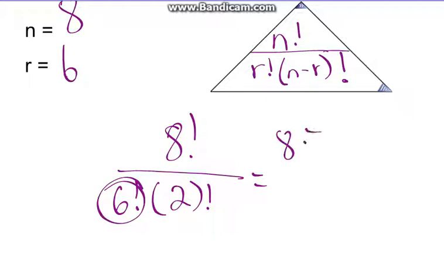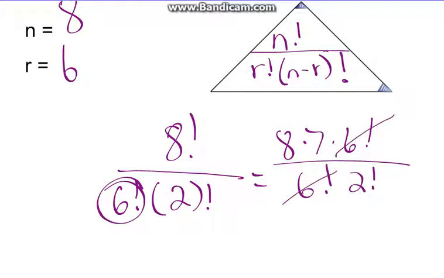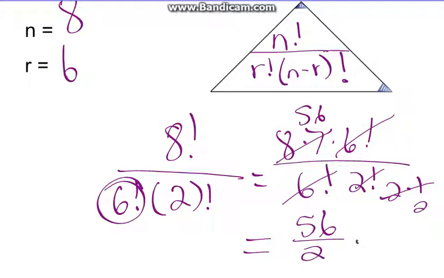So it's going to be 8 times 7 times 6 factorial over 6 factorial times 2 factorial. The 6 factorials cancel out, and that leaves me with 8 times 7, which is 56, over 2 factorial, which is 2 times 1, which is 2. So it's 56 over 2, which is 28. And that's our answer.